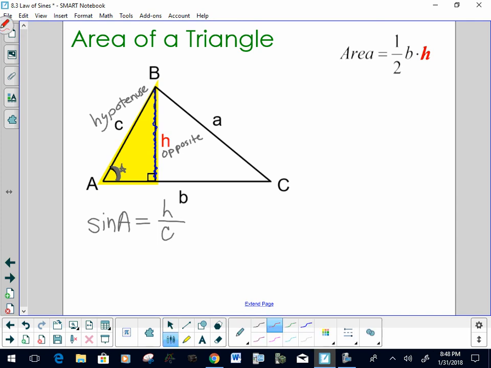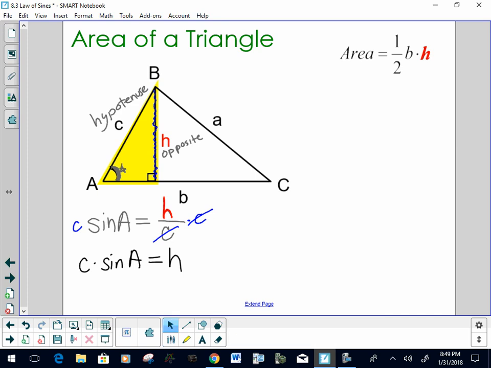Now, if the thing that we're wanting to think about right now is this height, we could solve for the height of the triangle. And if we wanted to get that h, that height, by itself, we would just multiply both sides of our equation by c. And these two would reduce. And we'd be left with the formula c times the sine of angle A is equal to h, or the height.